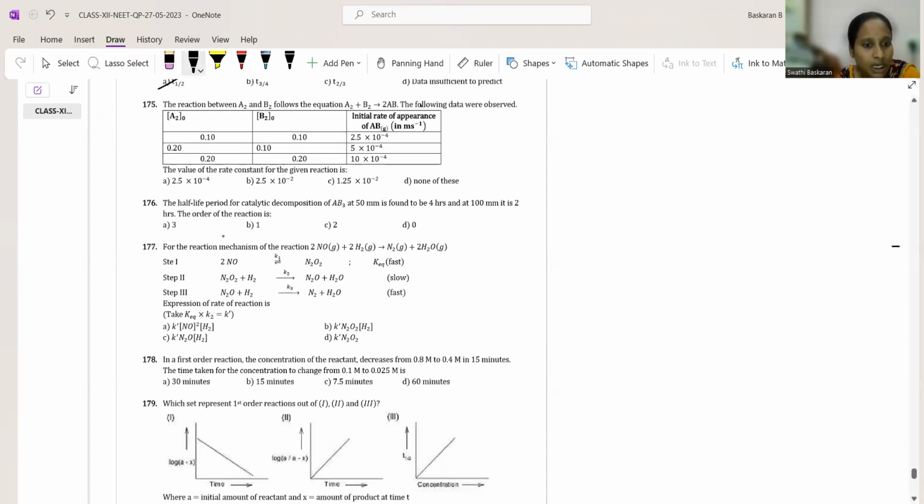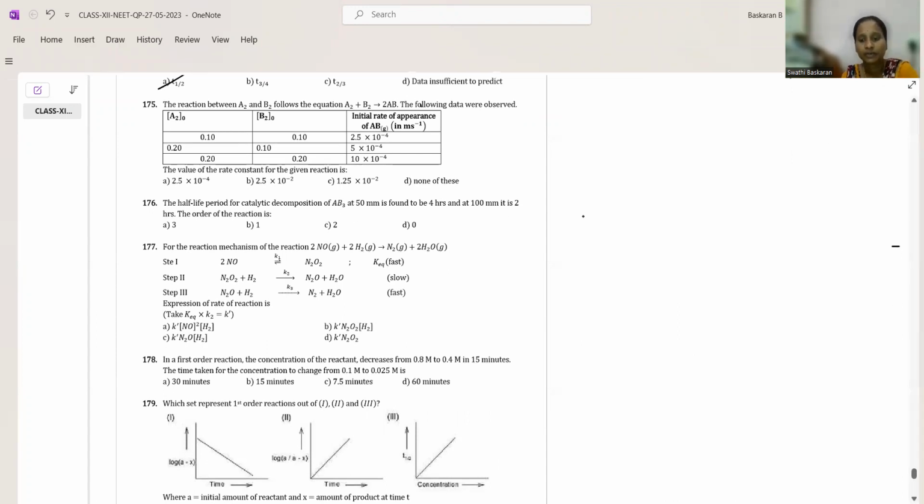Now what is this? The half-life period for the catalytic decomposition of AB3. They are giving this for AB3, the catalytic decomposition, and the half-life of AB3 for 50 millimolar is given to be how much? 4 hours. And once again they take one more, different initial concentration, that is 100 millimolar, and the half-life for 100 millimolar is given to be 2 hours.